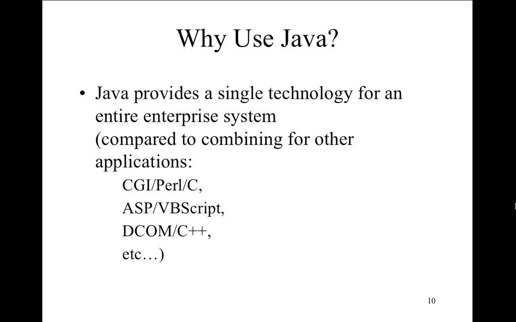And what is this? Just more of the sales pitch. Why use Java? It provides a single technology. I think this is actually kind of a repeat compared to the others. This is an example here. If you're using CGI, you've got Perl, you've got C, you've got all these other languages and things that are going in with it.